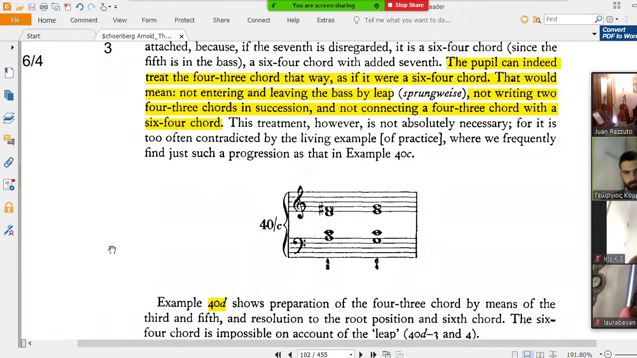Now, I love this. This treatment, however, is not absolutely necessary, for it is too often contradicted by the living example of practice, where we frequently find just such a progression as that in example 4C. Now, in this case, it is a cadential one.